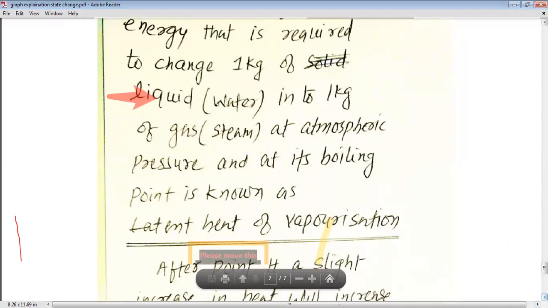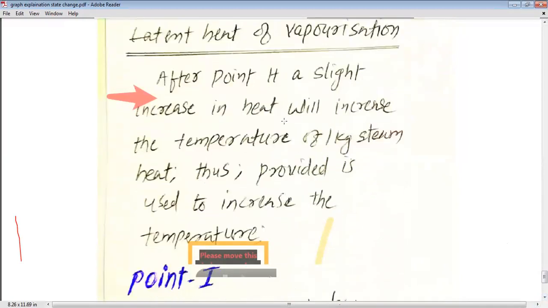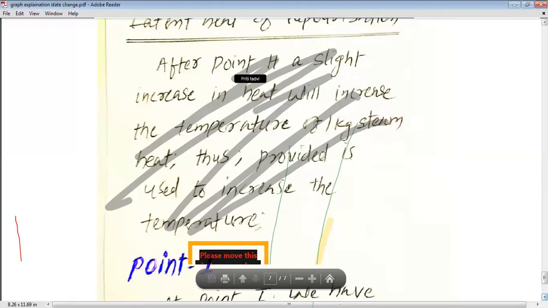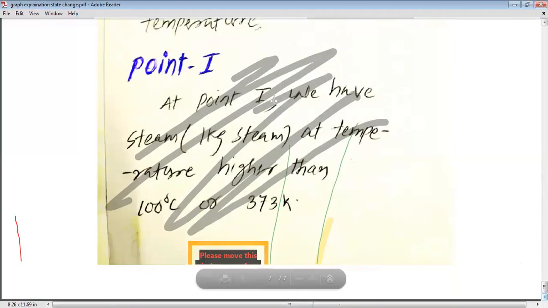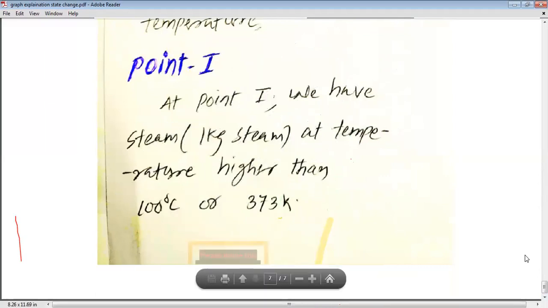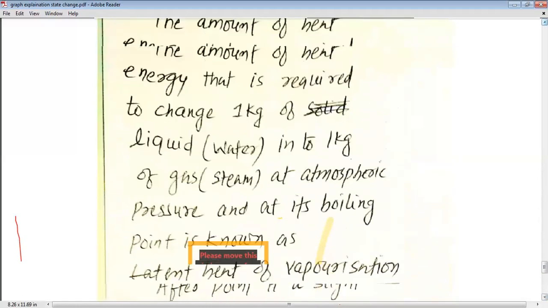After point H, my dear students, a slight increase in heat will increase the temperature of 1 kilogram of steam. Thus, the heat provided is used to increase the temperature. At point I, we have 1 kg of steam at a temperature higher than 100 degrees centigrade or 373 Kelvin. This is how, my dear students, we understand the various points.